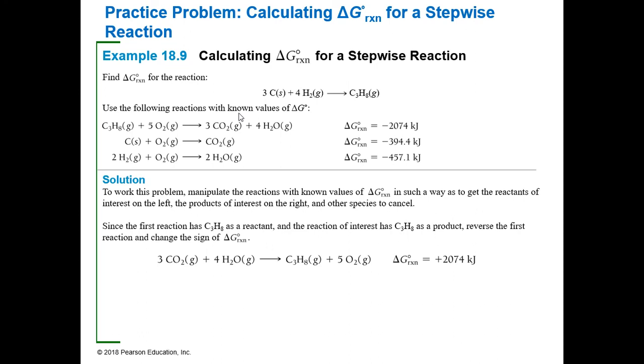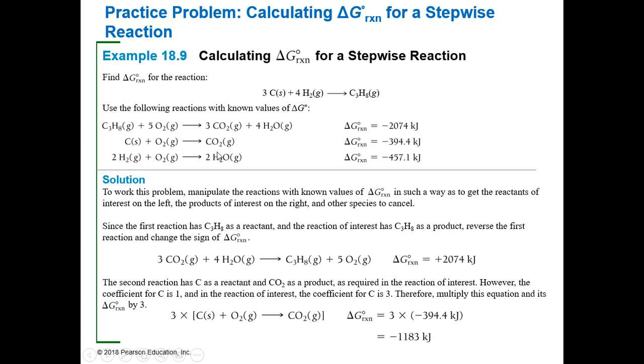Their first step was they took the first reaction. They saw C3H8 was over here. They know that they need it on the right, so they flipped it. So this is equation 1, but it's just flipped. It's the opposite. So their delta G value is 2,074 kilojoules. The next reaction, they multiplied it by 3 because they needed 3 carbons. So when you multiply by 3, that means you're multiplying this carbon by 3, this oxygen by 3, this carbon dioxide by 3. You're then also multiplying your delta G by 3. So they multiplied 3 times negative 394.4 and got negative 1,183 kilojoules as the delta G of the reaction.